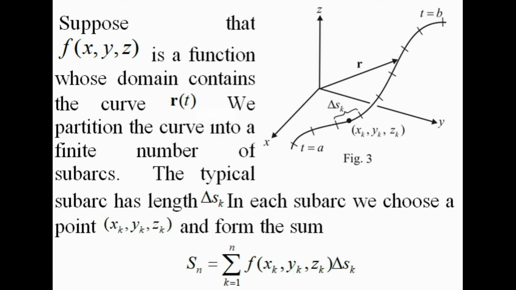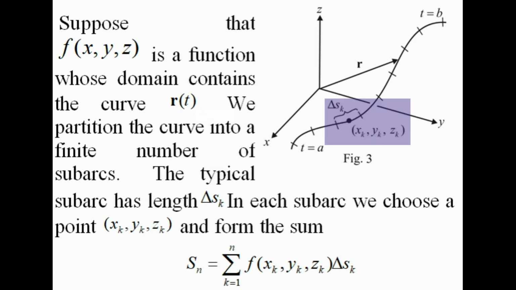We partition the curve into a finite number of sub-arcs. The typical sub-arc has the length delta sk. In each sub-arc delta sk, we choose an arbitrary point triple xk, yk, zk and form the sum Sn equal to summation k equal to 1 to n f of xk, yk, zk times delta sk.